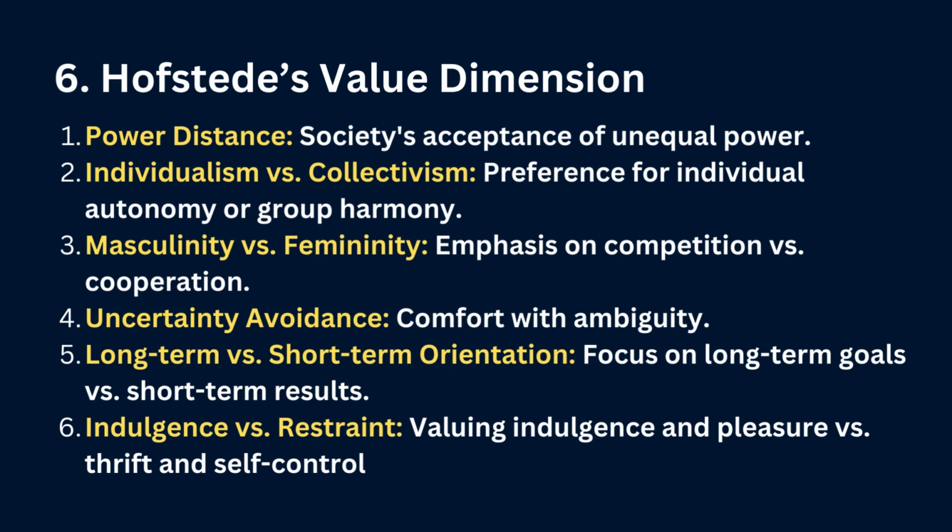For long term orientation versus short term orientation, this dimension evaluates the emphasis on long term goals versus short term results. Managers in long term oriented cultures should focus on developing comprehensive plans and objectives. Lastly, indulgence and restraint. It measures the degree to which a society values indulgence and pleasure, or thrift and self control. Managers in indulgent cultures should be understanding of employees who prioritize leisure and personal fulfillment.